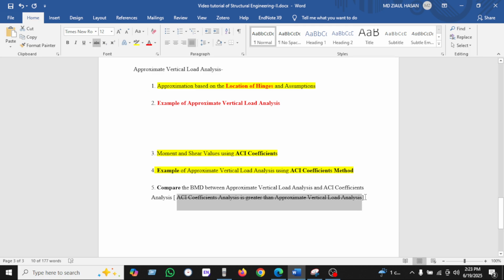So this will be the conclusion. The positive moment is more for the approximate method, and the negative moment is more for the ACI coefficient method.